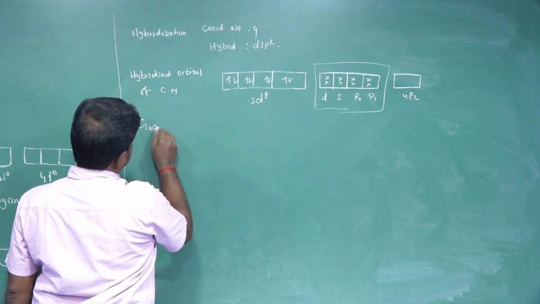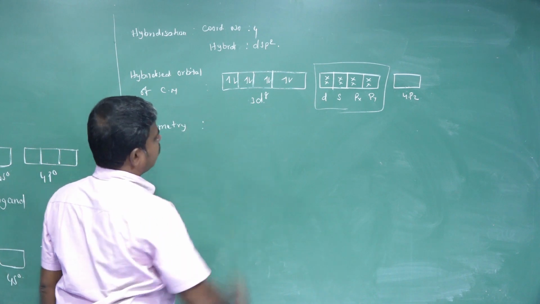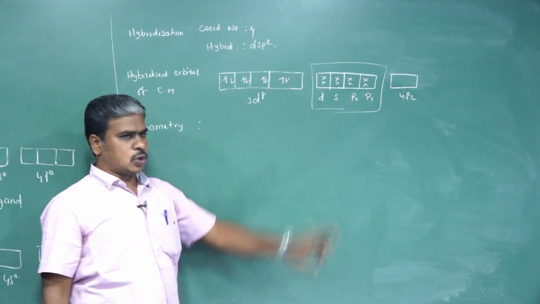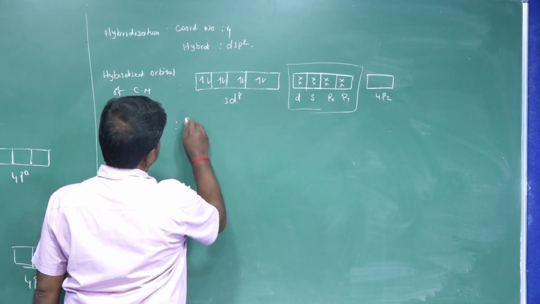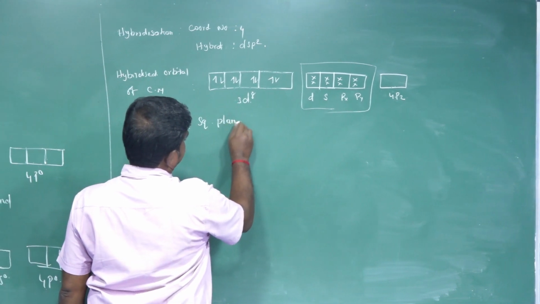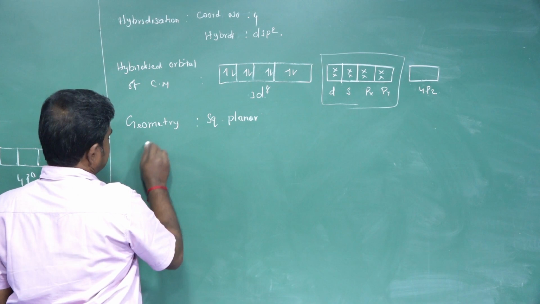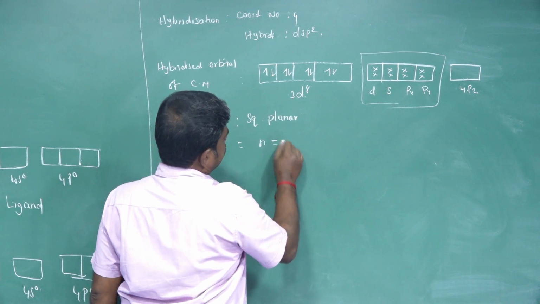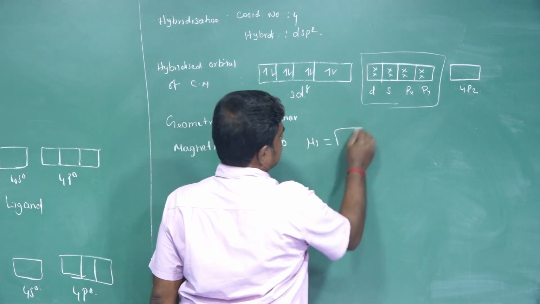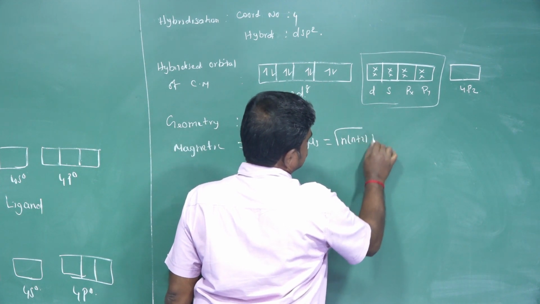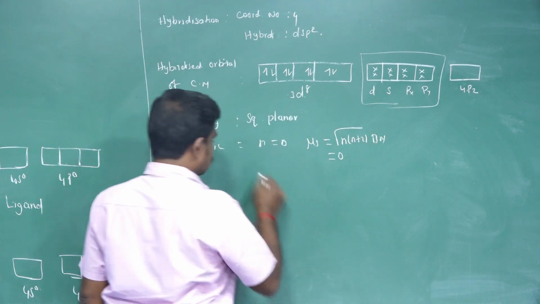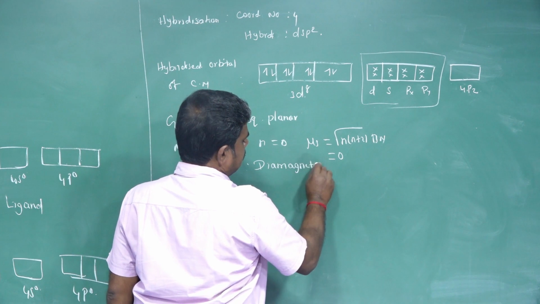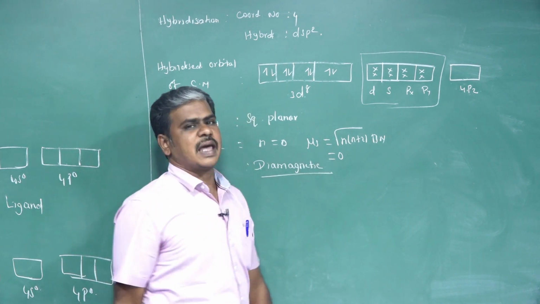Now we take the geometry. The geometry of a complex is determined by hybridization. What is the hybridization? It is dsp2, so it is a square planar complex. And the magnetic moment: here n is equal to 0. So mu s is equal to root of n into n plus 2 Bohr magnetons, and it becomes 0. So the magnetic character is diamagnetic. So it is diamagnetic.